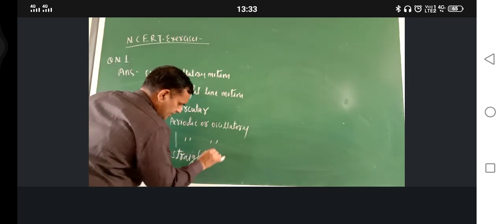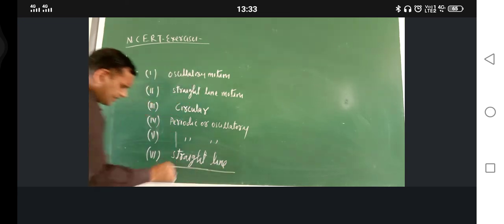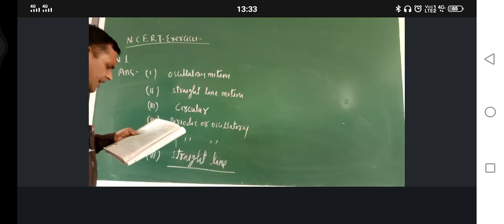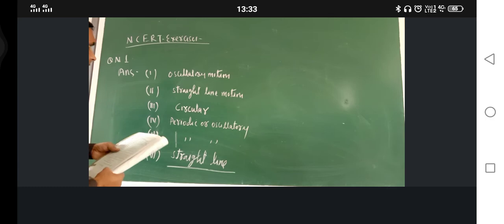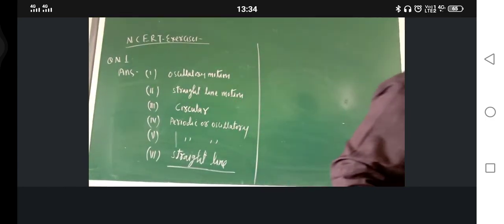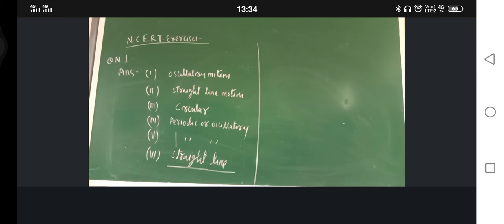Straight line. Motion of a train on a straight line. Okay, so this is question number 1. What about question number 2? Okay, are you getting my point or not? Hello, please indicate.